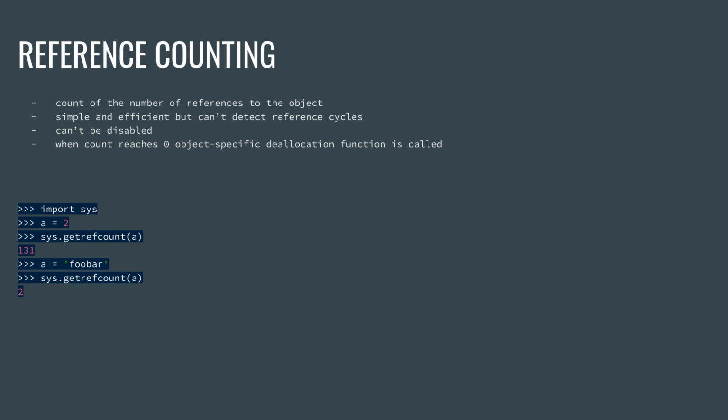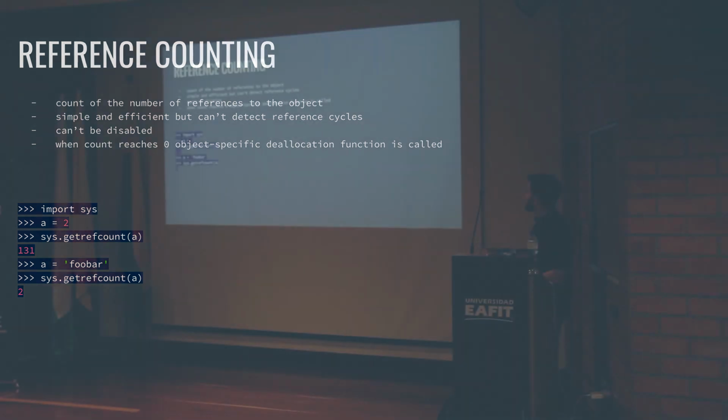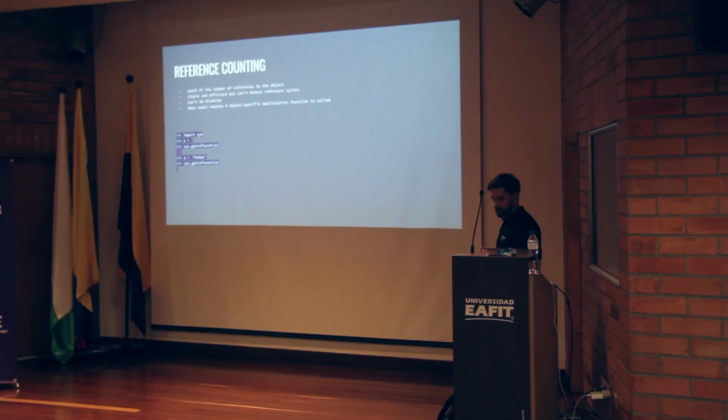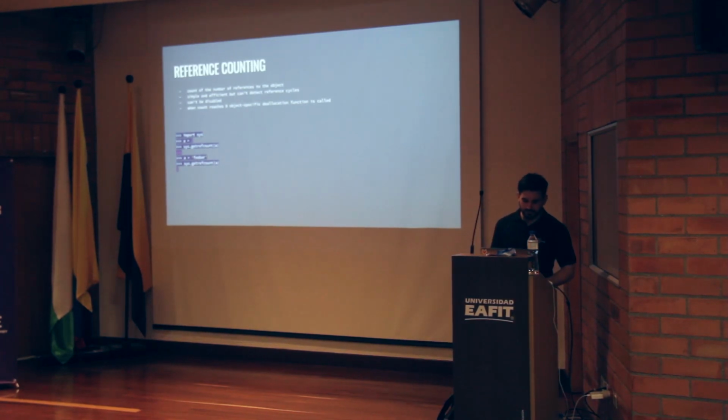So the next very important thing about reference counting is that it can't be disabled. No matter what you try, it will always be there. And when the count reaches 0, the deallocation function is called and the object is deallocated.